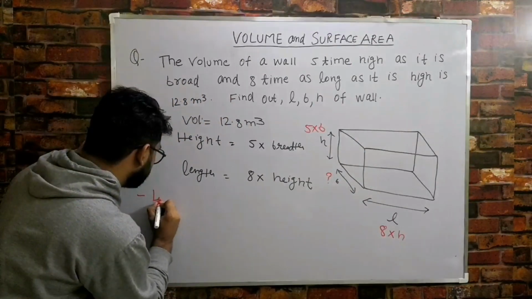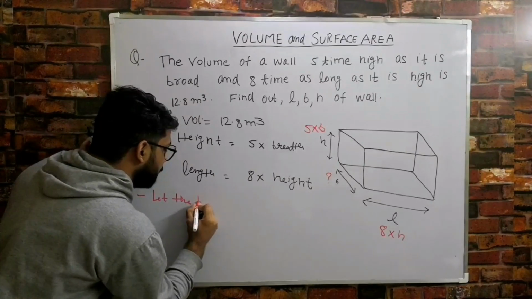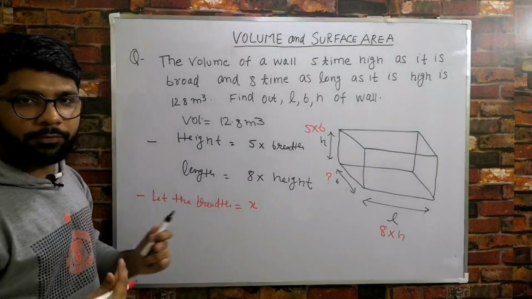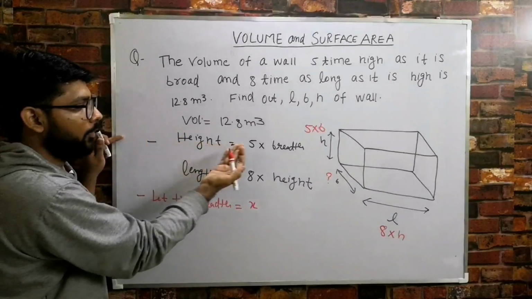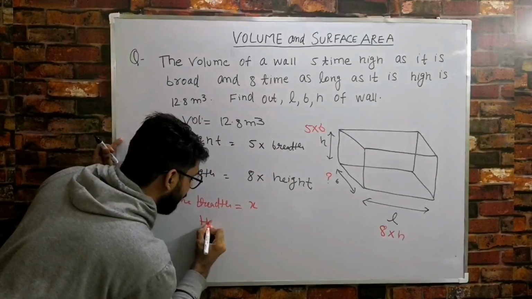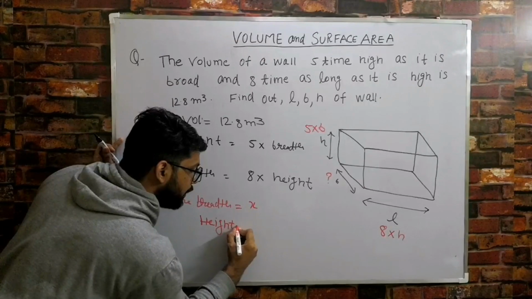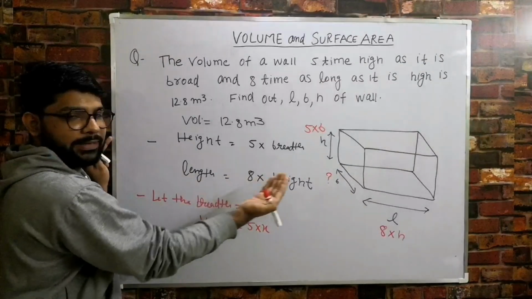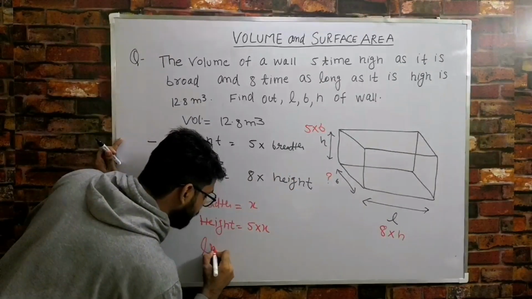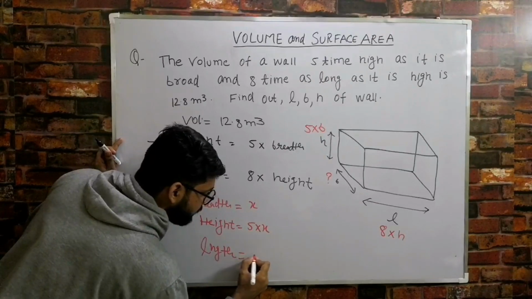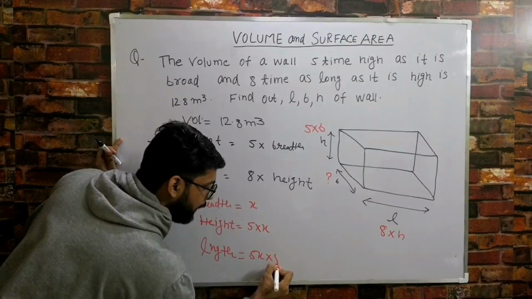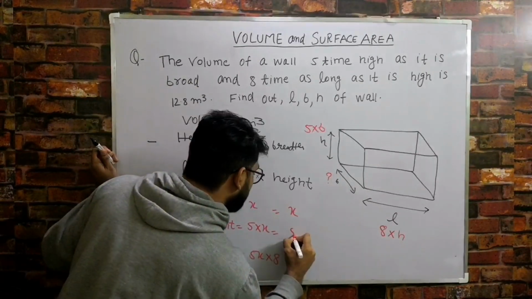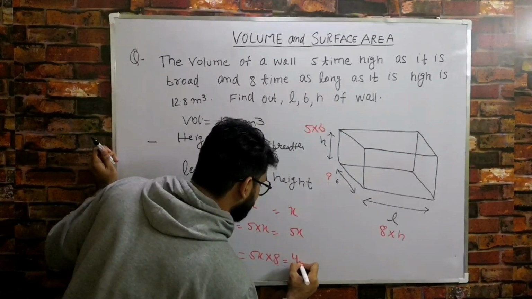So let the breadth of the wall be equal to x. If I assume the breadth of the wall is x, then the height will become 5 into x. So we write the height of the wall is equal to 5x. If the height is 5x, then the length is 8 times the height, so the length of the wall is equal to 5x into 8. So we have all these things now: breadth is x, height is 5x and length is 40x.